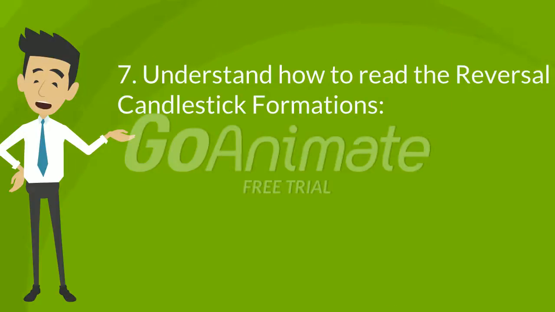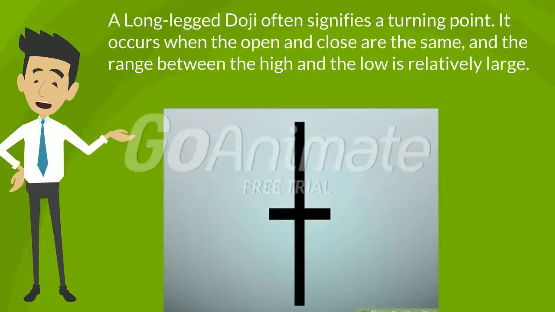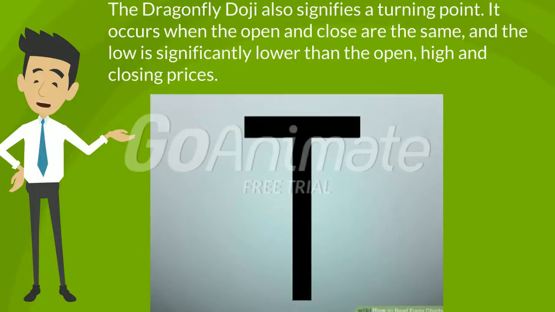7. Understand how to read the reversal candlestick formations. A long-legged doji often signifies a turning point. It occurs when the open and close are the same, and the range between the high and the low is relatively large. The dragonfly doji also signifies a turning point. It occurs when the open and close are the same, and the low is significantly lower than the open.